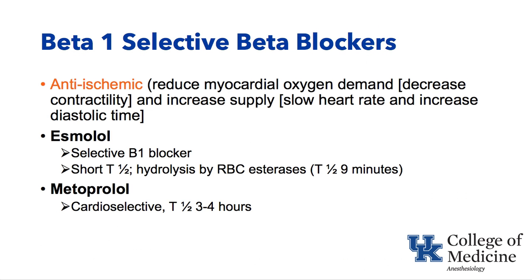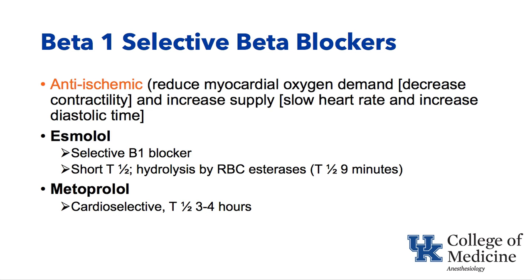Let's talk about beta blockers and finish up here shortly. Beta-1 selective beta blockers include esmolol and metoprolol. We usually use beta blockers for their anti-ischemic effect. That is, they reduce myocardial oxygen demand by decreasing contractility, and they increase myocardial oxygen supply by slowing the heart rate, giving more time in diastole, and improving coronary blood flow.